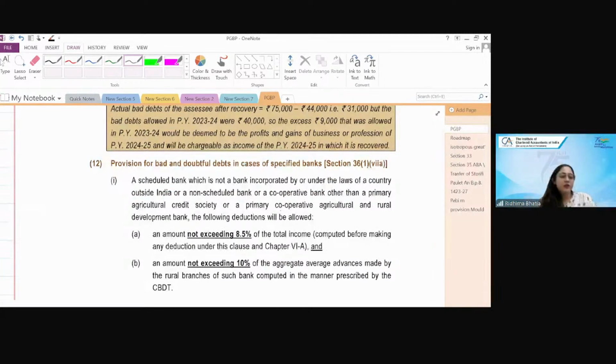So provision for bad and doubtful debt is not allowed to everyone. It is only allowed to specific banks, financial institutions, and NBFCs, not to everyone. Okay, public financial institutions, banks, scheduled banks, cooperative banks, rural banks, foreign banks, all of them. But what is the percentage which is allowed? Whatever amount you've created as provision or this amount.